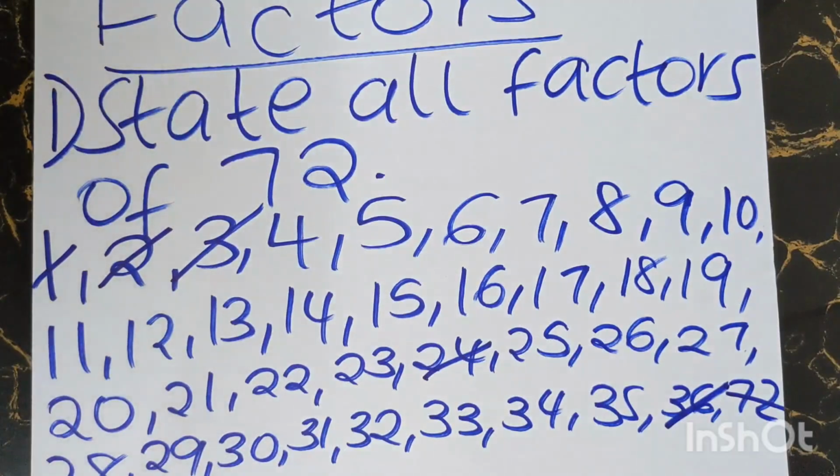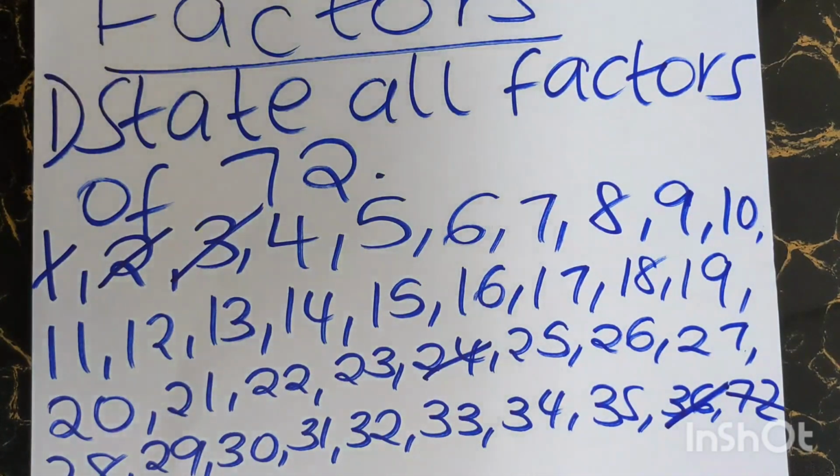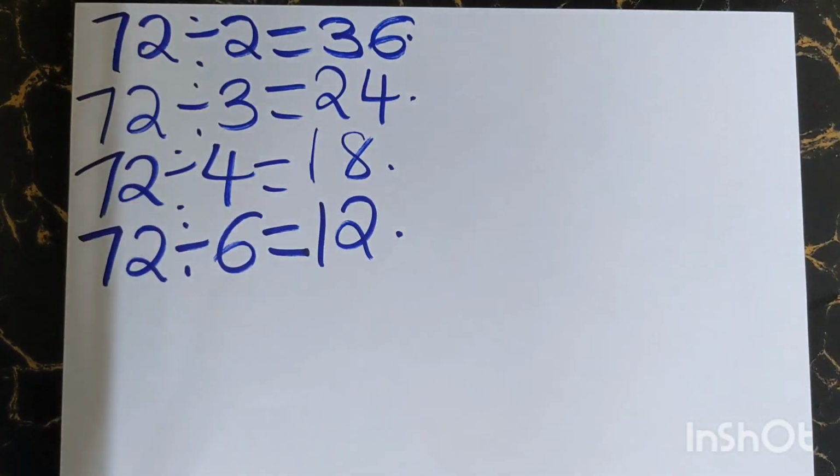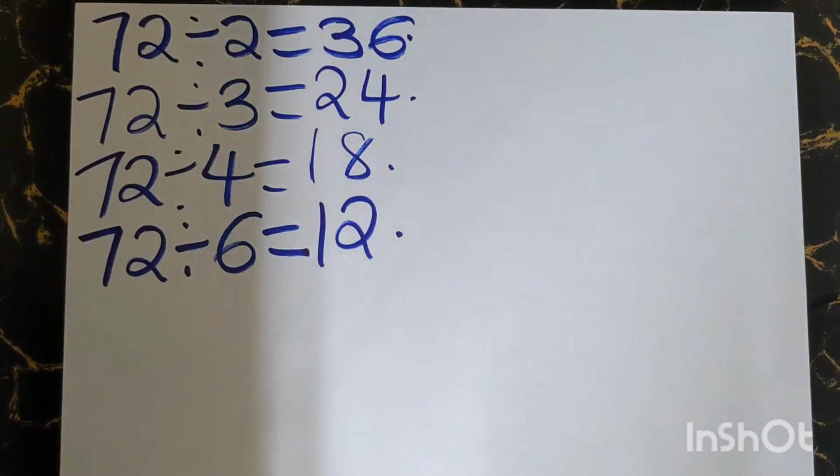And the number is only divisible by 5 if the digit in the ones place is either 5 or 0. So that means that 5 is not a factor, okay? So is it divisible by 6? Yes, it's divisible by 6 because it's divisible by both 2 and 3. So when you divide 72 by 6, you get 12. 6 and 12 are also factors of 72.